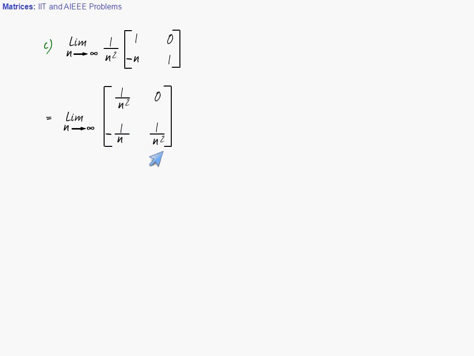If I apply limit n tends to infinity in all these expressions, the matrix will be reduced to 0, 0, 0 and 0, as all the elements, because n tends to infinity, will approach 0. So option C is also correct. Therefore, we don't need to check the fourth choice because it says none of these.